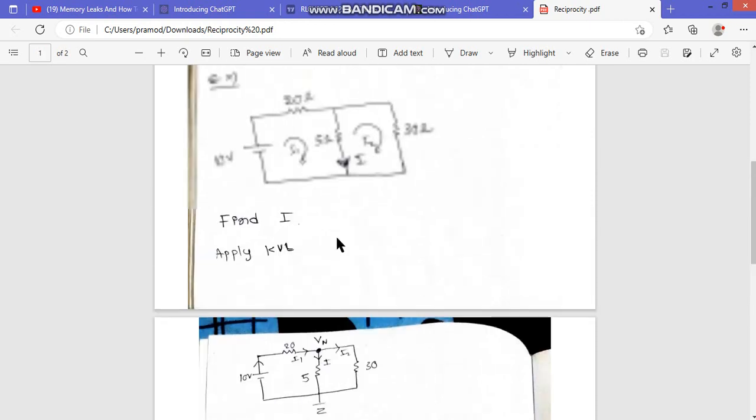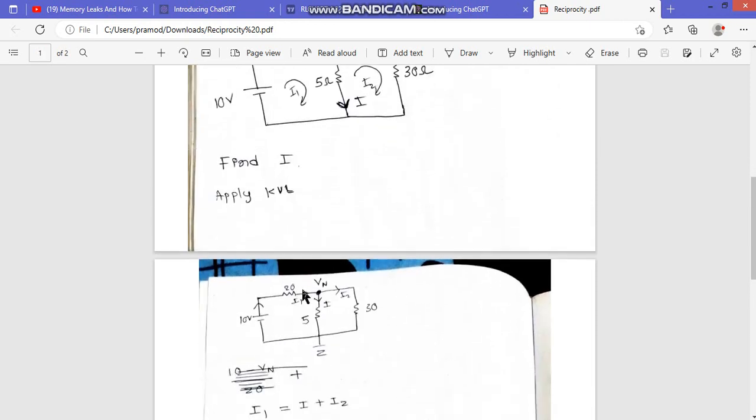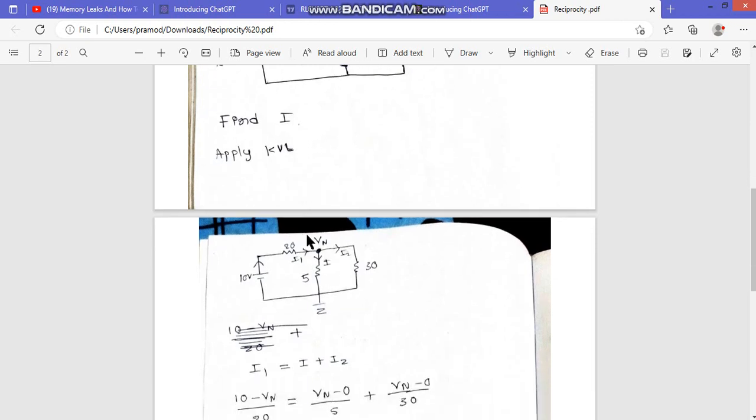They have given the direction for I in the downward direction, so I assume that I1 is entering this node Vn, and I is leaving, and I2 is also leaving. So applying KCL, what you will get? I1 is equal to I2 plus I, because I1 is entering, I2 and I are leaving.